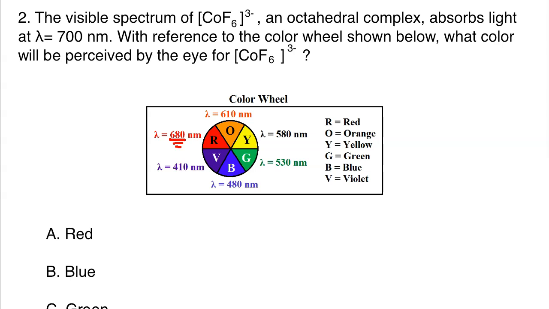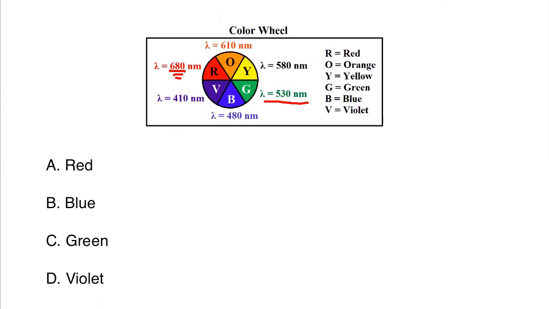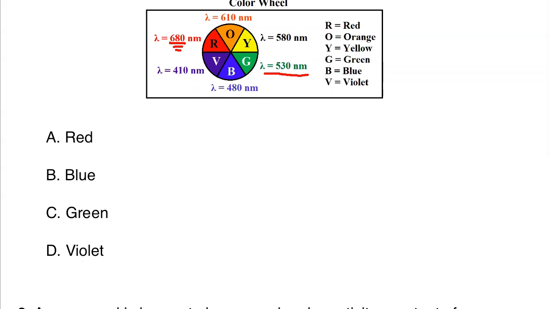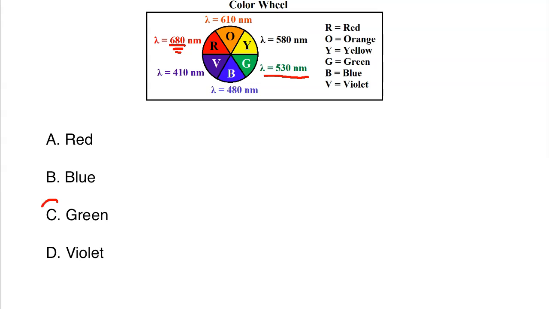So if we were to take a look, the opposite complementary color, you want to go directly diagonally across, would be green, around 530. All right, so this structure would be absorbing at around 530, which means that we would see green. I'm sorry, it would be absorbing at 700. What's being reflected, what our eyes would be seeing, is the 530 nanometer wavelength, and that would be green, is what we would perceive. So C would be the correct answer there.